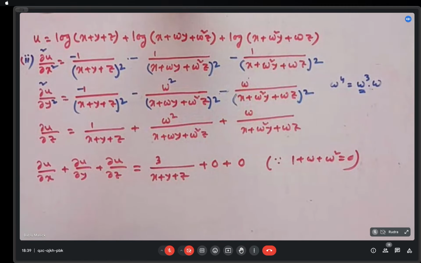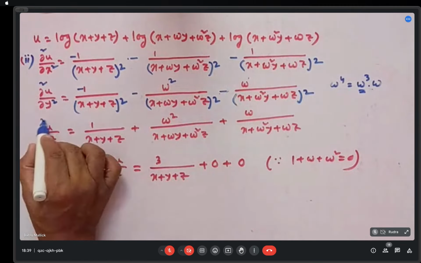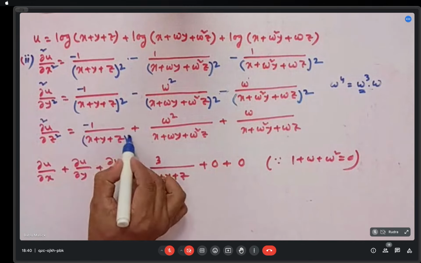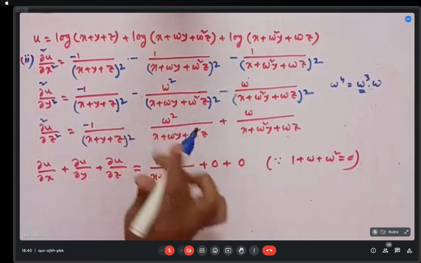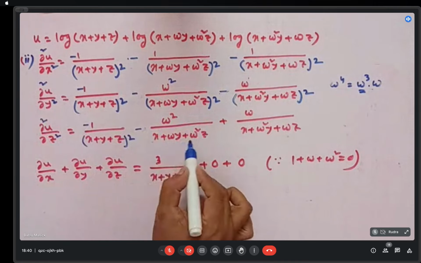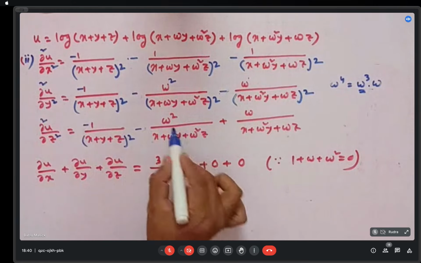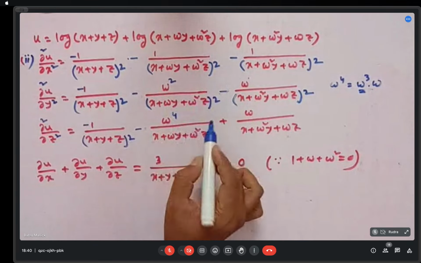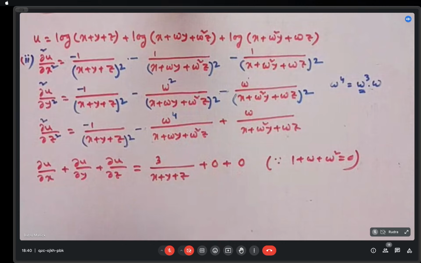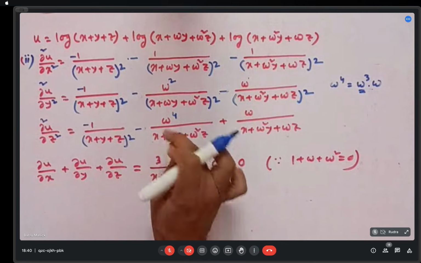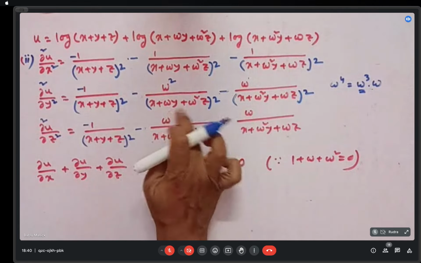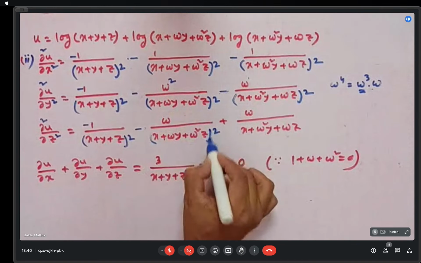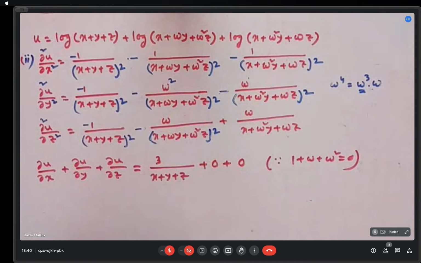Now if we add them, we will get del 2u del x2 plus del 2u del y2 plus del 2u del z2. So only we get these three addition. So it is minus of 3 by x plus y plus z whole square. And remaining parts will be 0 because 1 plus omega square is 0.